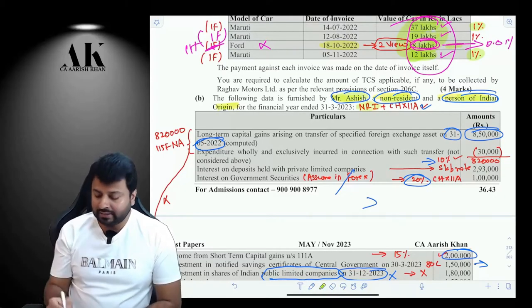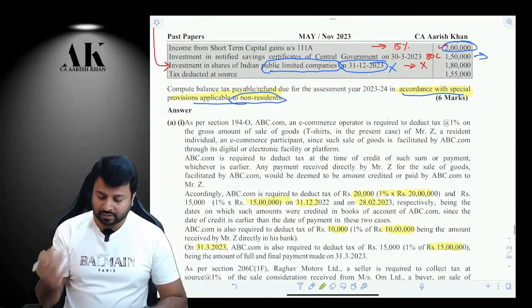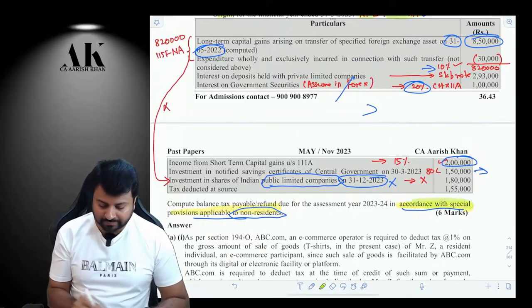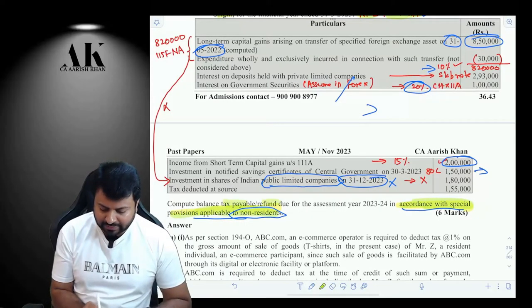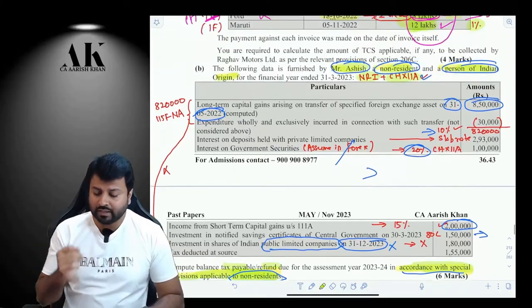And if he's an NRI, he has an option to opt for chapter 12A. He has an option, but the question is saying that forget about option, he has to opt. Compute tax payable or tax refund as per the special provisions only. It means you have to follow chapter 12A only. Now what happens in chapter 12A?